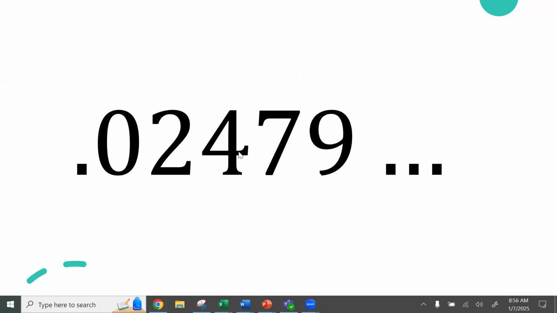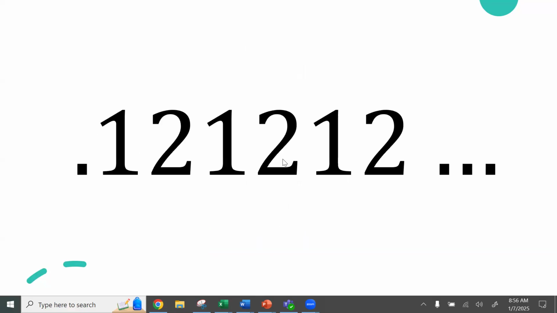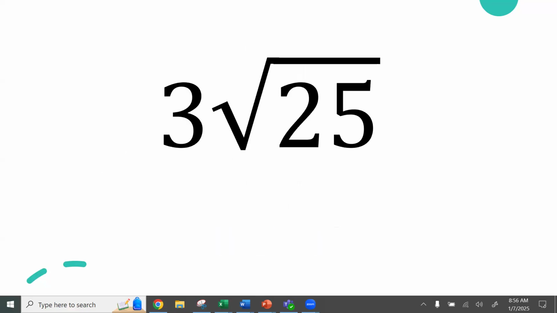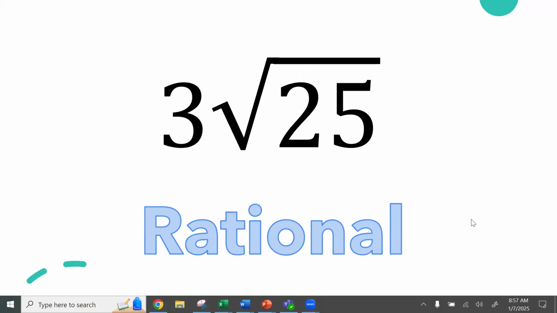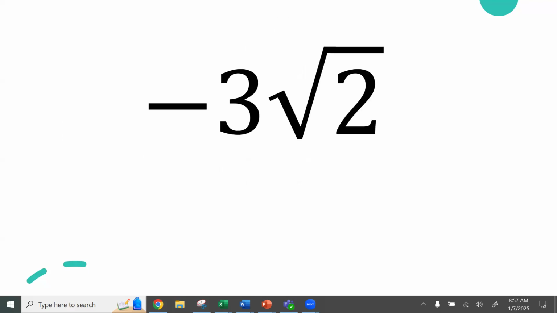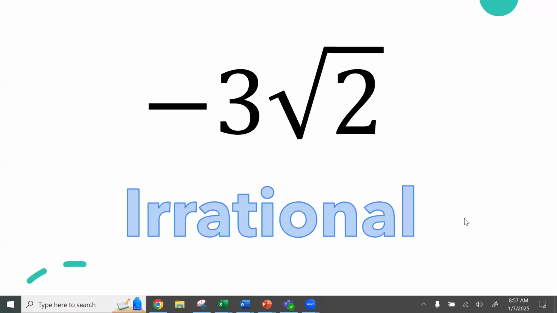Ooh, 0.02479. There's no pattern. It's not repeating. That is irrational. Ooh, 0.121212. That's a pattern. That's definitely rational. You type that into your calculator. Out pops 15. That's definitely rational. -3 radical 2. You type that into your calculator. Out pops an obnoxious decimal. So that guy is irrational.